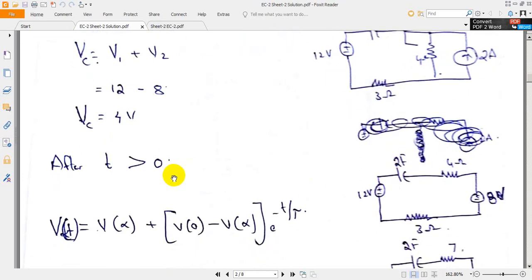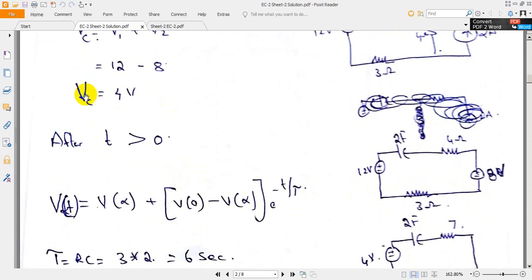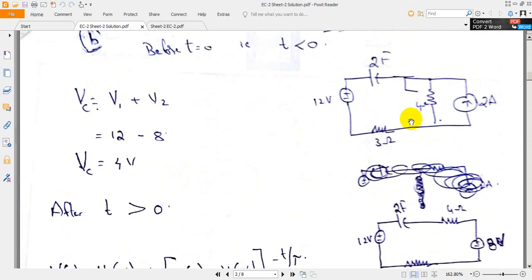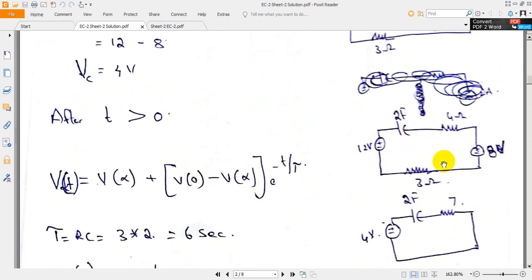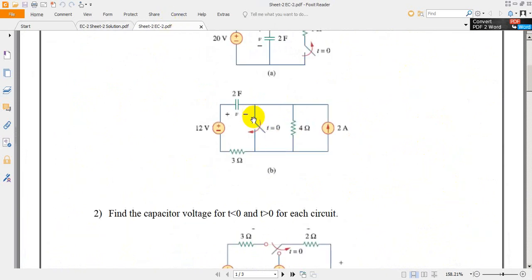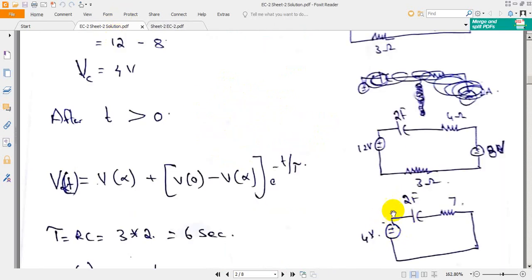Now for t greater than 0. This is the situation before the switching operation. This is the circuit. After t is equal to 0, there is a switch here, and this switch will get shorted. If you go to the problem, once this switch is shorted, this complete part will be neglected. The current will flow through this and not through this. The only existing circuit will be this part. So we can write it as the voltage source, capacitor and the resistance.